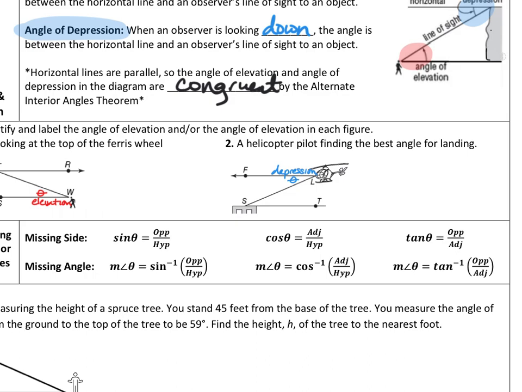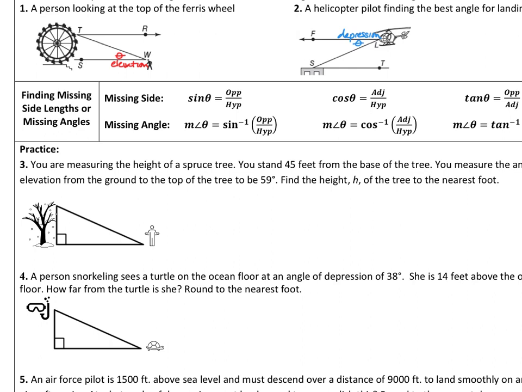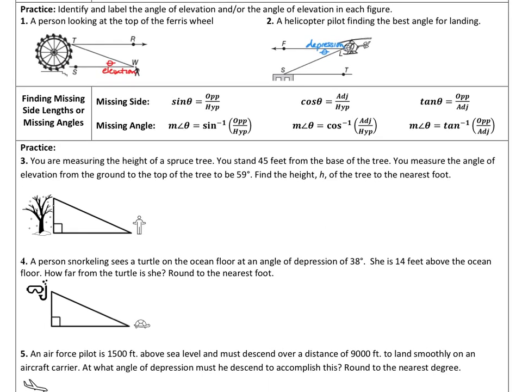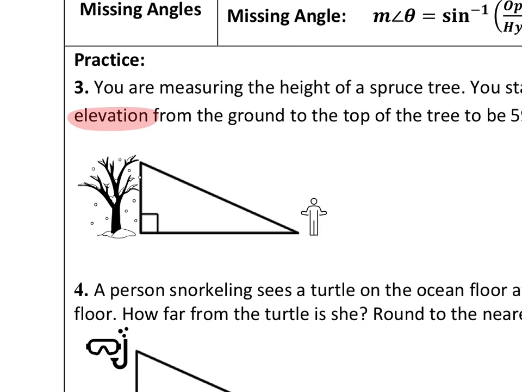So if we look at just some of these examples to remind ourselves what that looks like, in number 3, it says you are measuring the height of a spruce tree. You stand 45 feet from the base of the tree. You measure the angle of elevation from the ground to the top of the tree to be 59 degrees. Okay, let's label our little picture here, which, by the way, if there's no picture drawn for you in these problems, you're going to want to draw a picture. It says that I stand 45 feet from the base of the tree. Where should I put the 45? On the ground, right? So this is going to be 45 feet because it's from the base of the tree to me.